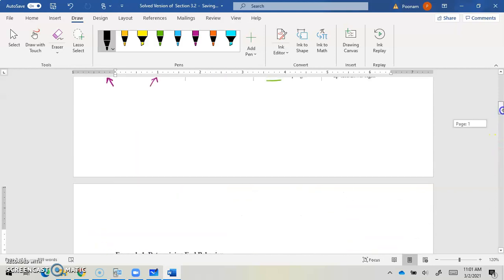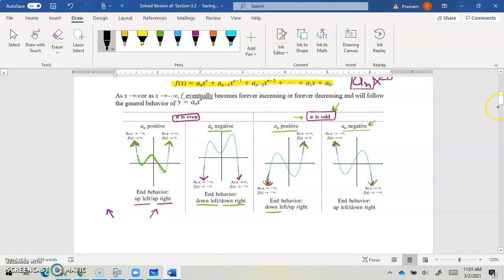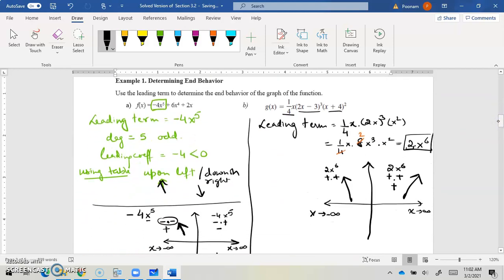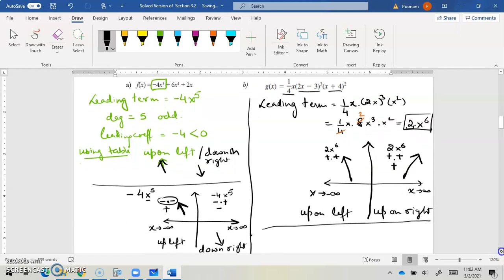Let's look at the table. What does the table tell me? N was even, and the coefficient was positive. So the graph goes up on the left, up on the right. So we were right. You can either use the table for any problem or up on left and up on right. That is the end behavior of the polynomial function.